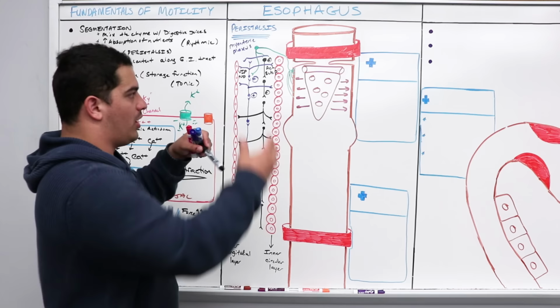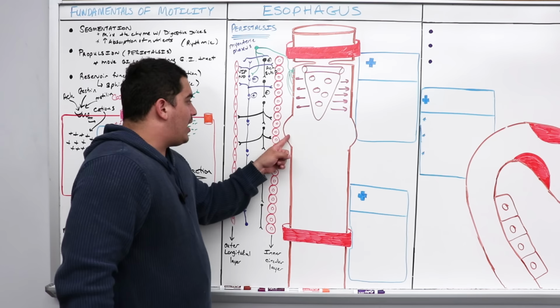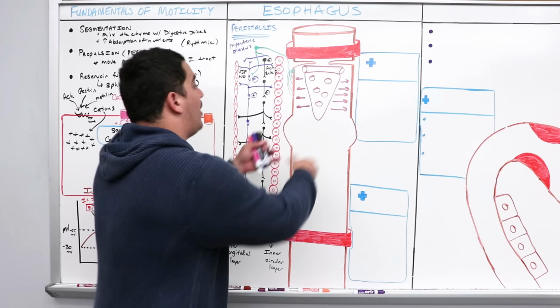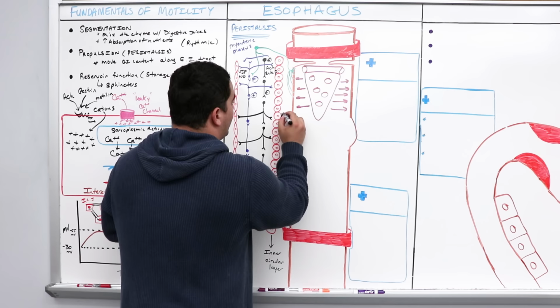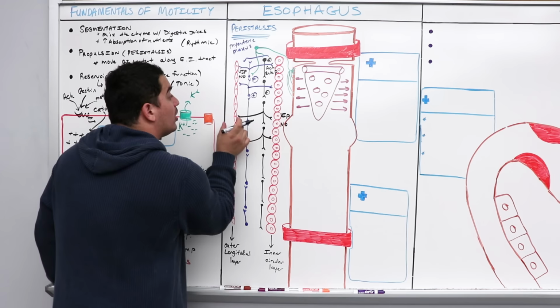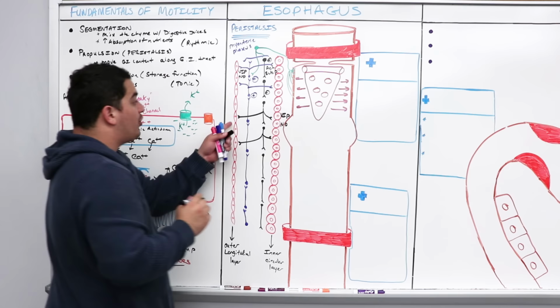This part down here, we don't want the circular layer to contract now, because that'll actually produce a constriction ring. We don't want that, we want it to relax. So in this case, we're gonna wanna inhibit the circular layer. So we're gonna wanna release what's called vasoactive intestinal peptide and nitric oxide in this region. But we're gonna want the longitudinal layer to contract so that it opens up that aspect of the lumen. So it'll release acetylcholine and substance P here.